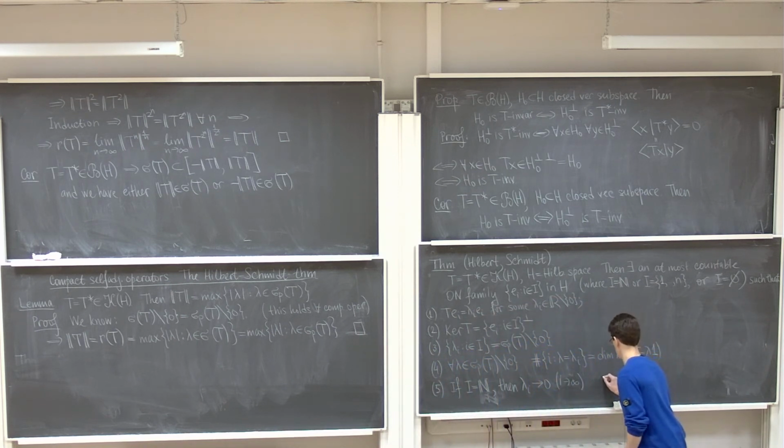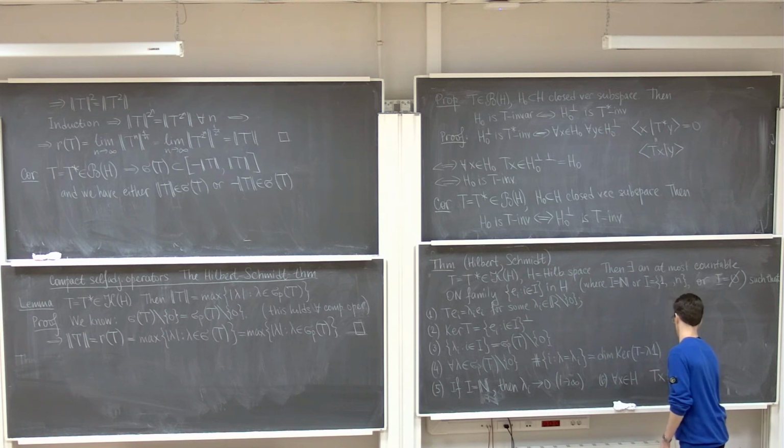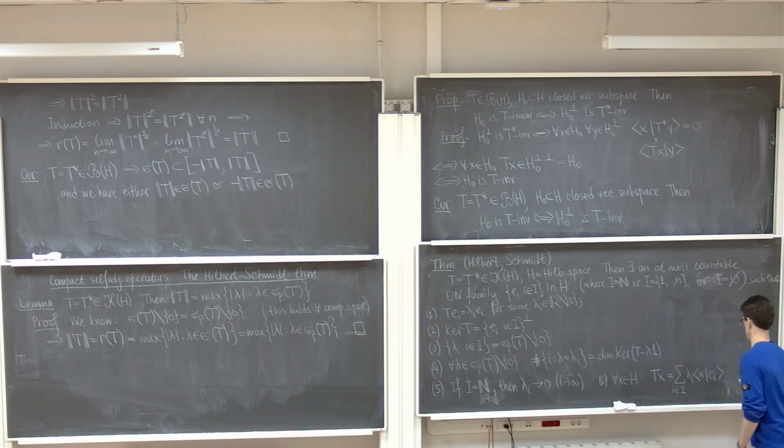And finally, a useful formula, formula 6. This is the so-called Hilbert-Schmidt decomposition. For each vector x in our space, T of x equals the following sum: the sum of lambda I times the inner product of x and e I, times e I. This is the so-called Hilbert-Schmidt decomposition of T.